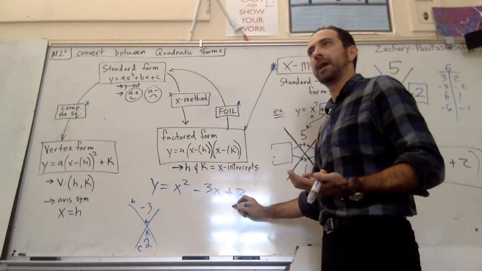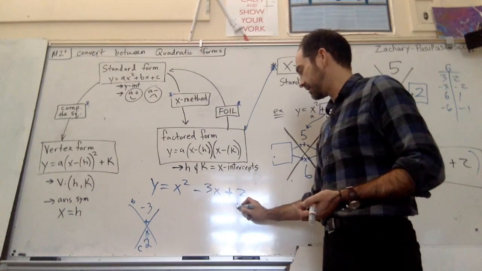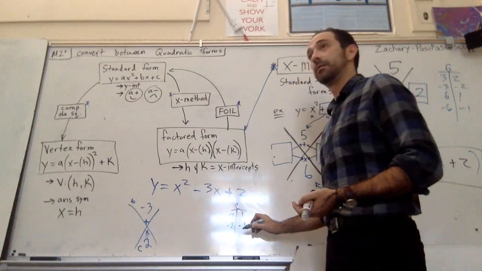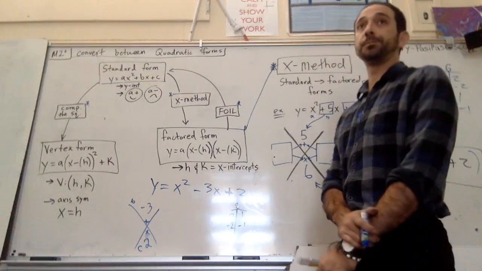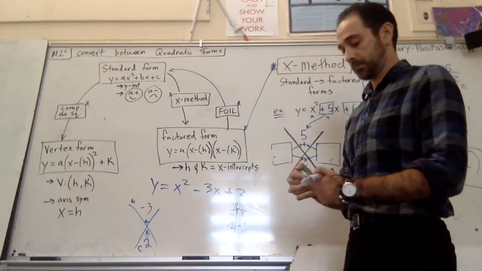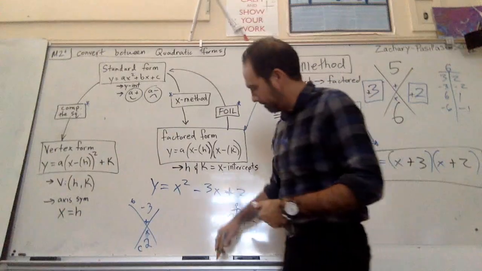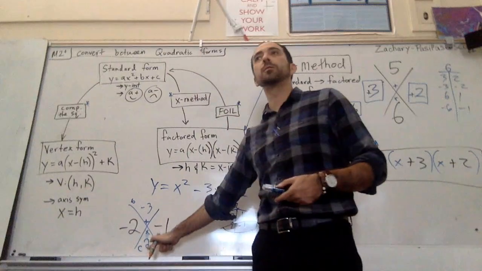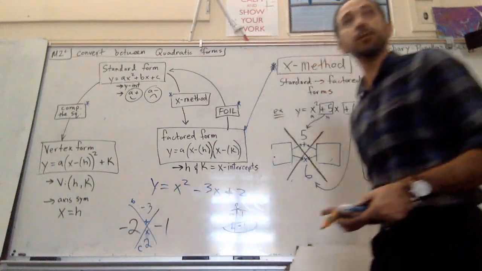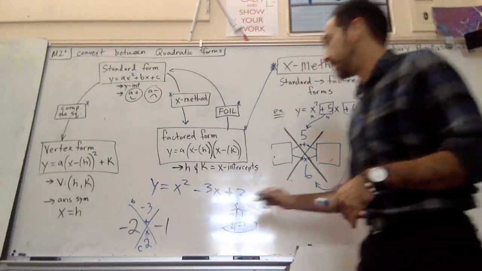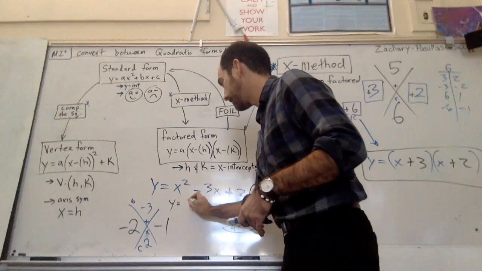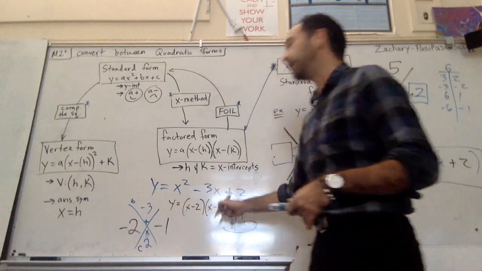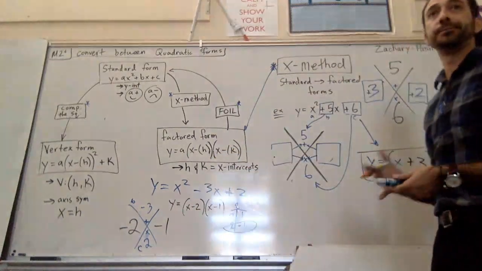You're like, well, how do we add to get a negative, multiply to get a positive? Let's see. 2 times 1, negative 2, negative 1. That's all of them. Which one works for us? So let's see. Negative 2 and negative 1. Do those multiply to give us positive 2? Do those add to give us negative 3? We found it. So we know that y is equal to x minus 2, x minus 1. And if you FOILed that out, you go right back to where we started.